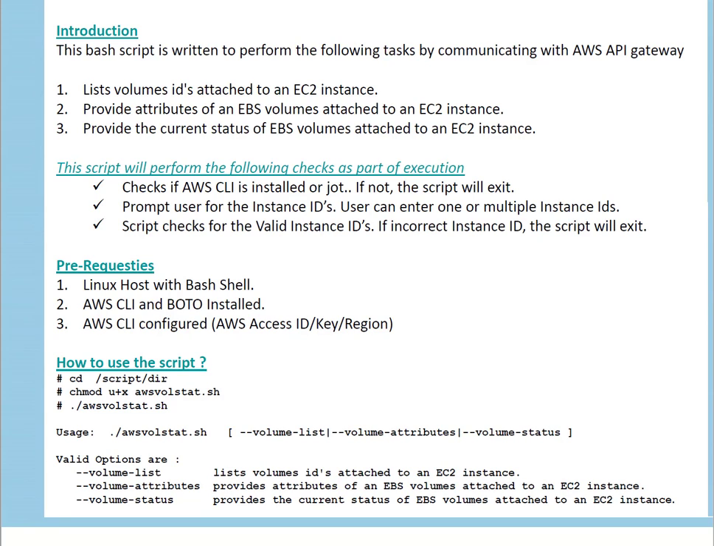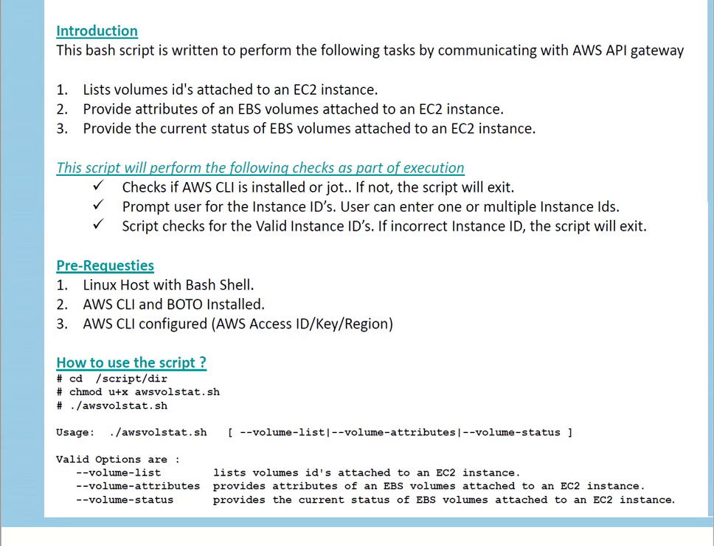What are the prerequisites? You need a Linux host with bash. You need AWS CLI and Boto installed. AWS CLI configured, basically access key ID and region need to be configured. To use the script, you can put it in any directory, make it executable, then run the script. Once you run the script without any option, it tells you what the valid options are. You can see on my screen.